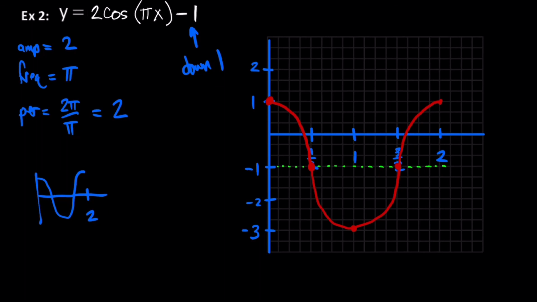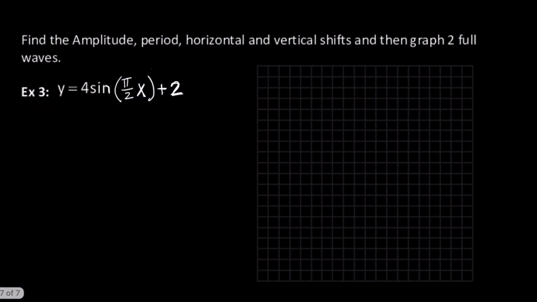All right, last one for the day. Amplitude, period, horizontal, and vertical shifts. Well, we skipped that. We're not doing horizontal shifts today. We'll do that tomorrow. Graph 2 full cycles. Let's just do 1. Okay, here we go.